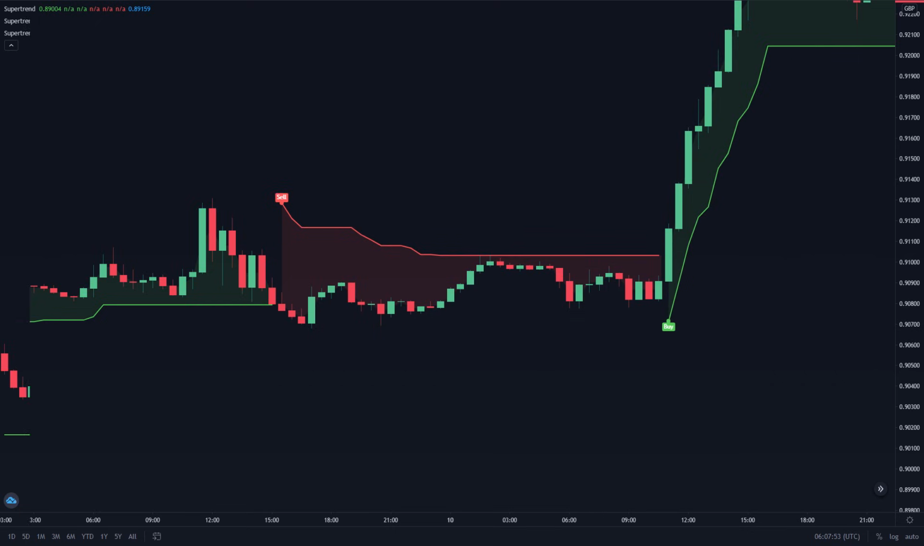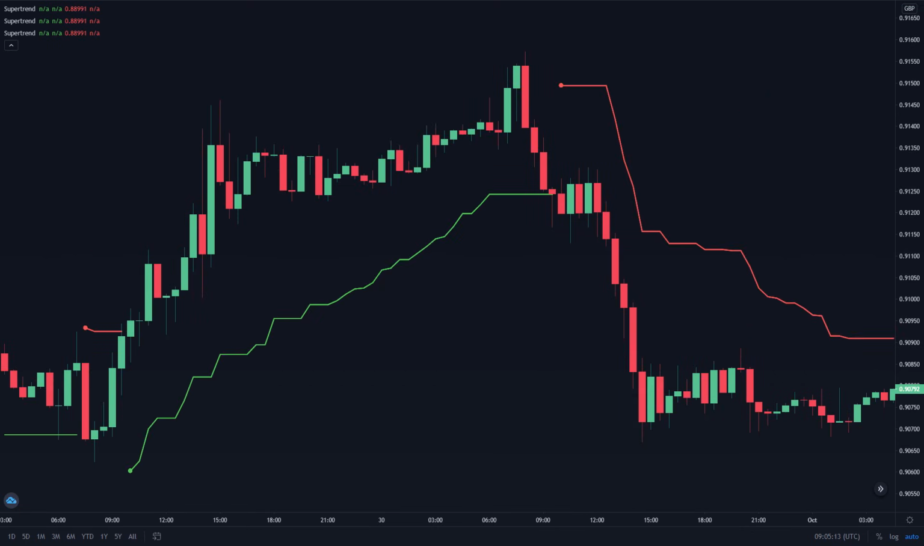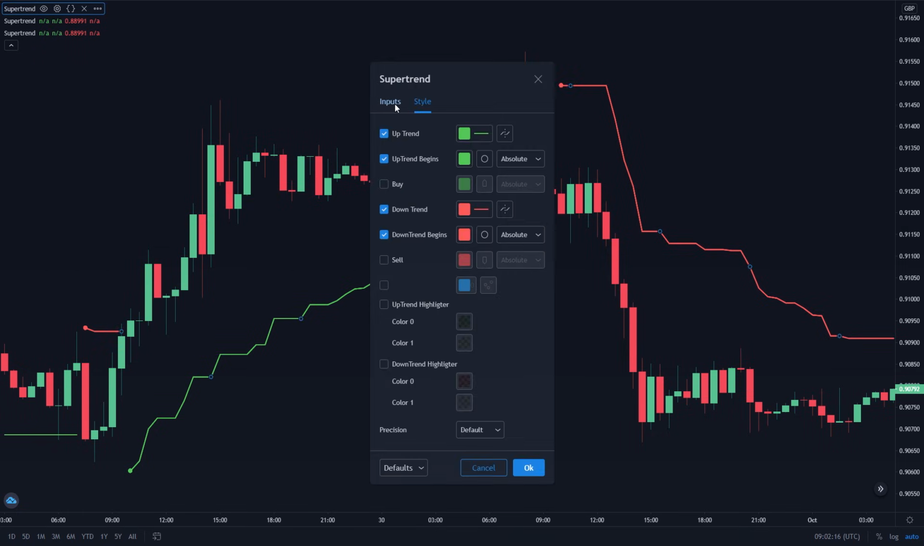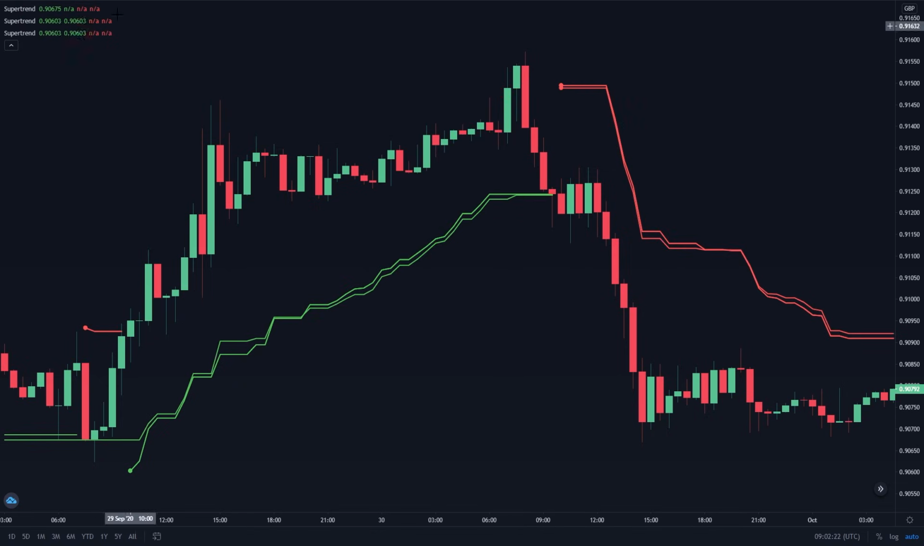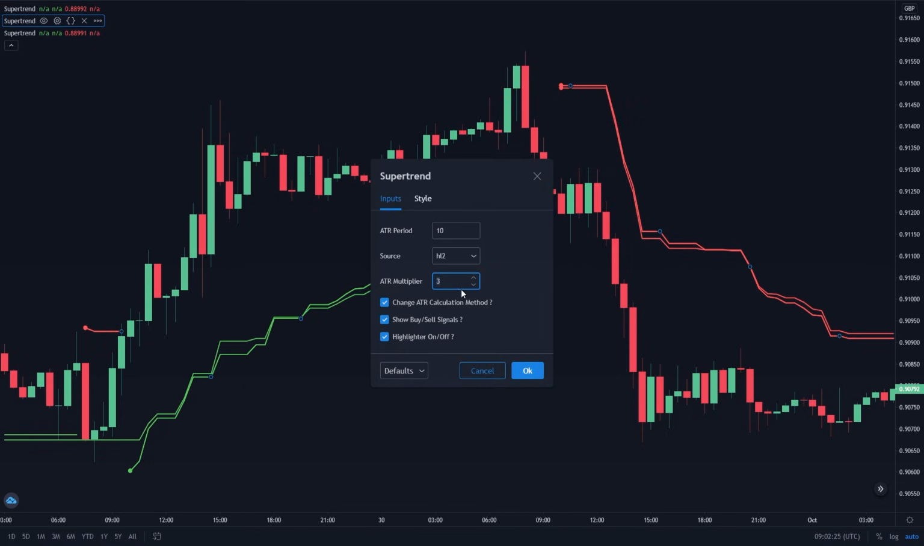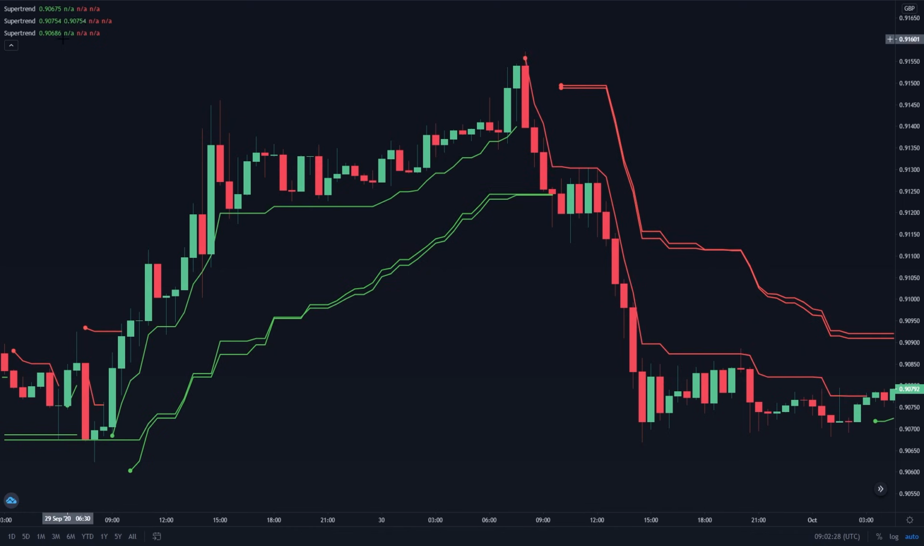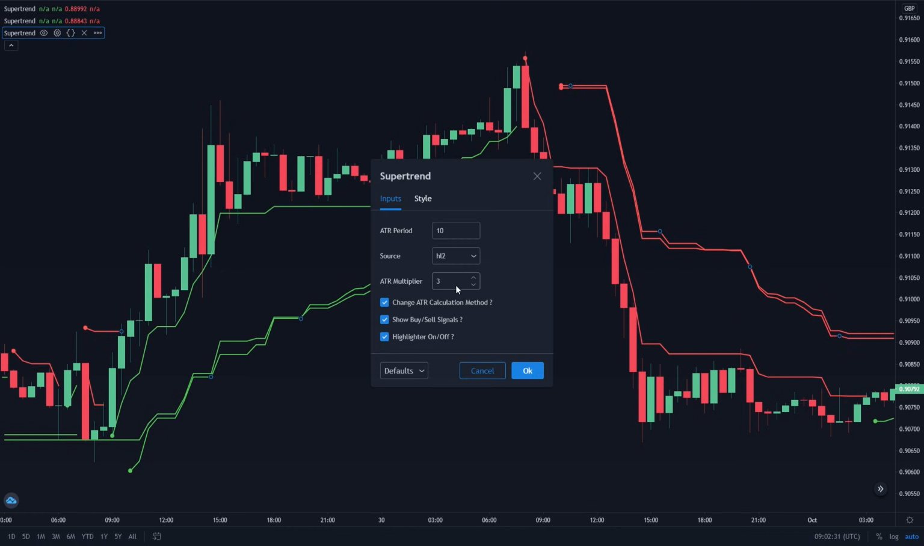This is how you do it. First, you need to put 3 Supertrend indicators. The first indicator, you set to 3 and 12. The next one, you set as 1 and 10, and the third one, you set as 2 and 11.